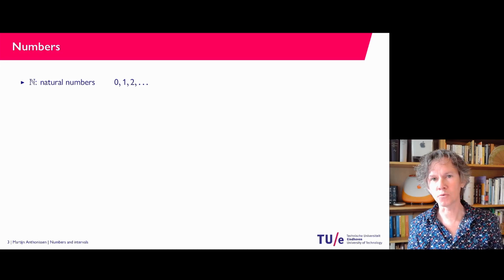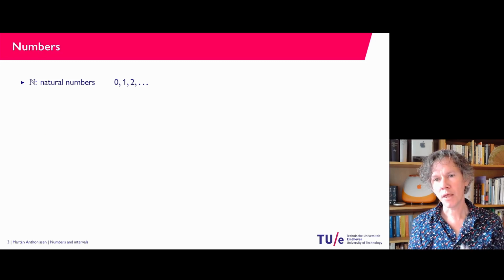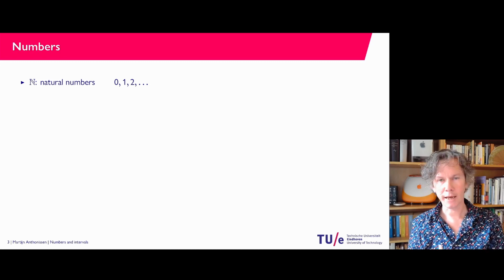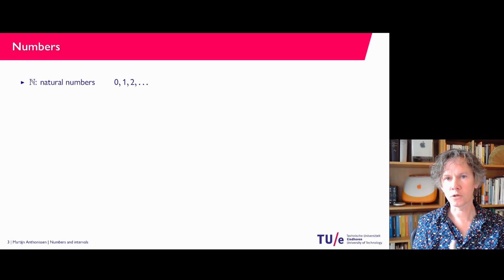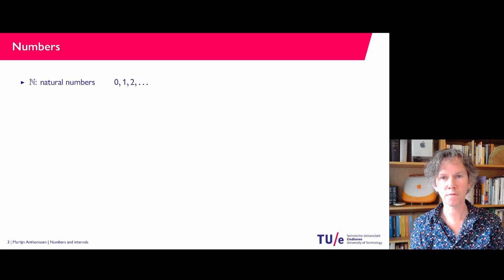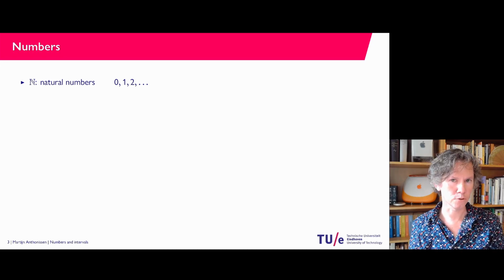So let's see. First, we have the natural numbers. And they are the numbers that we use for counting. So 1, 2, 3, and so on. And it is always a bit of discussion whether 0 is also a natural number, but let's include it there. So 0, 1, 2, 3, 4, those are the natural numbers.